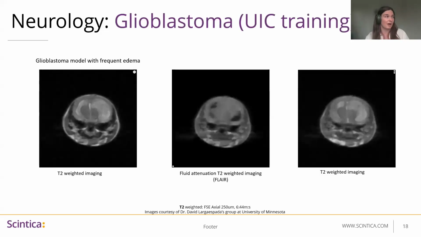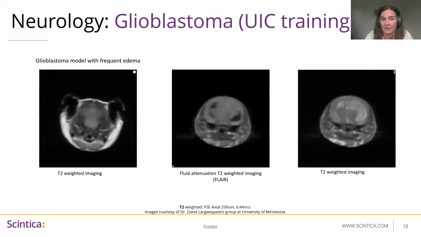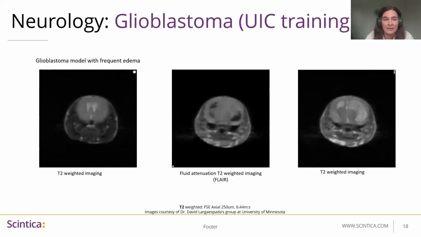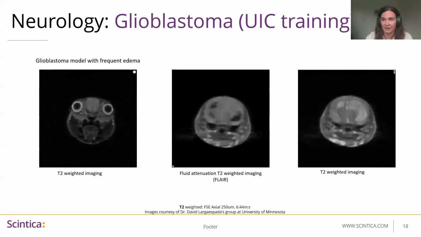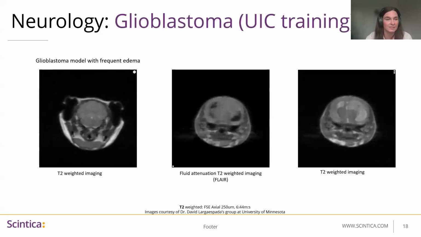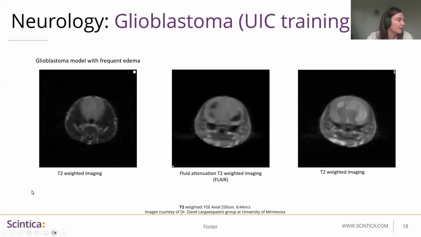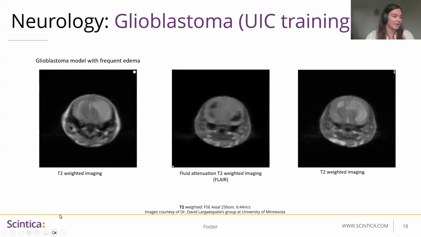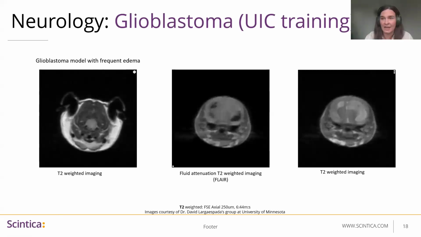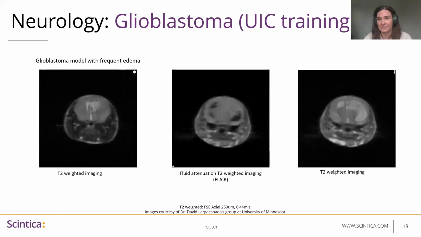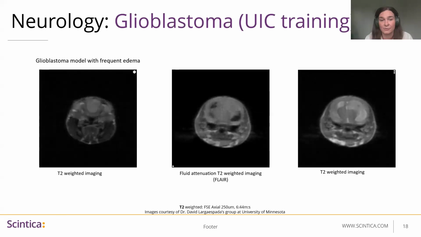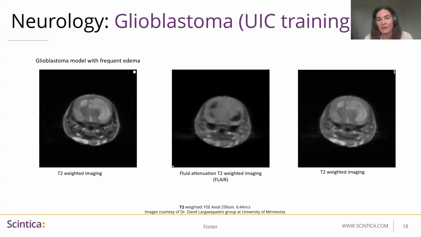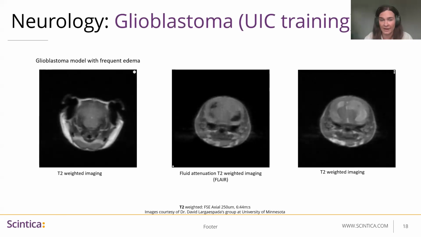So this is an example of a glioblastoma that we acquired through the UIC training that was performed a few weeks ago. With this glioblastoma, we discussed that it was comorbid with oftentimes frequent edema. And so we acquired a T2 weighted image in about 6 minutes. And with the unknown of how much fluid or if we had alterations of the ventricles, we ran a fluid attenuation protocol, which essentially is short for FLAIR.